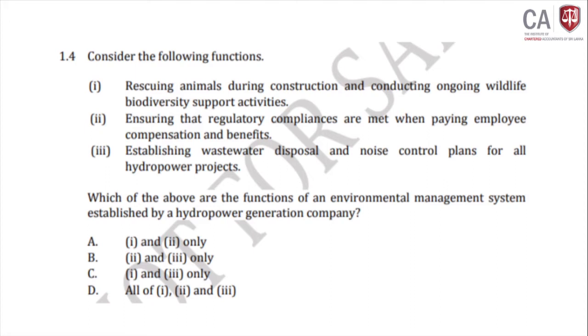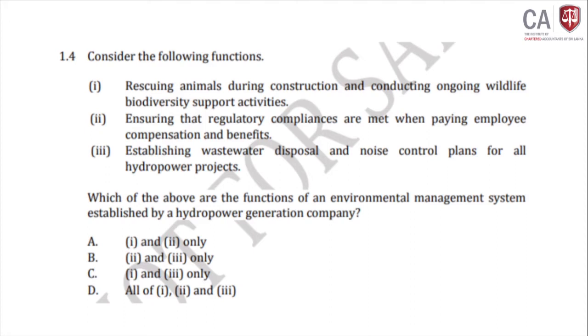You may have to cut trees sometimes, which is not that environmentally friendly. So when you do all that, you can create harm for animal life. Therefore, rescuing animals becomes part of their environmental management system. So the first is correct. Now number 2, ensuring regulatory compliance when paying employee compensation and benefits.